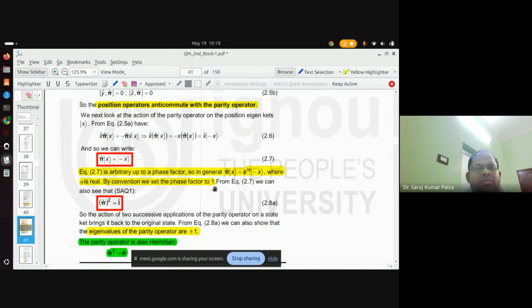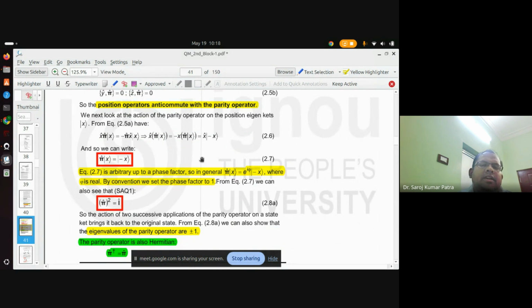And with the property that not only pi cap, any other operator of the form e to the power i phi will also be doing the same work. And pi square, so pi operating on pi again, will be equal to identity.